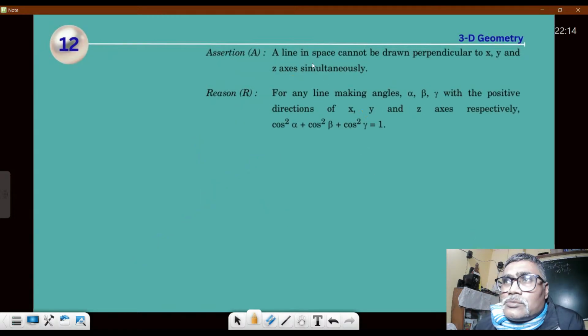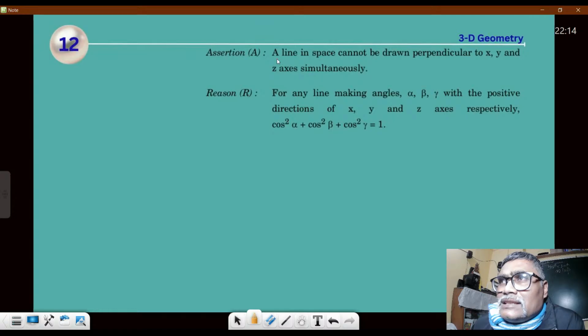Okay, now there is a problem which is assertion reason problem, right? I don't know whether I am moving it with high speed or not. Maybe to cover more problems, I am moving with high speed. So please try to maintain the pace. Okay, let me be a little slow.